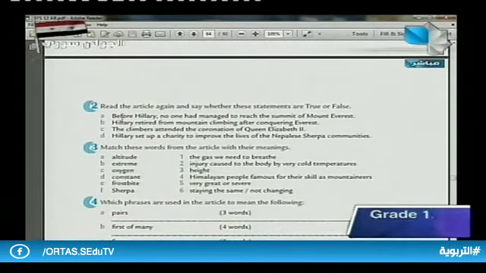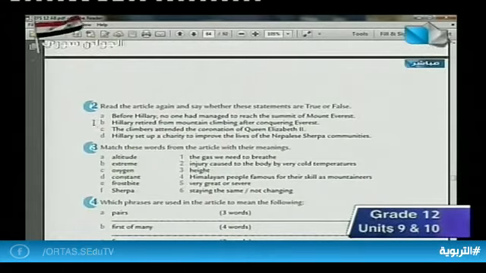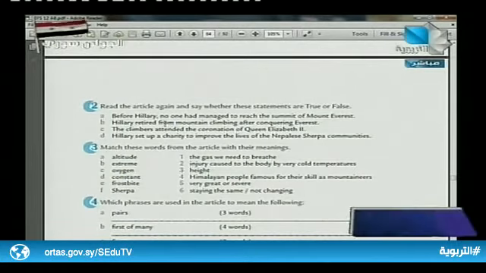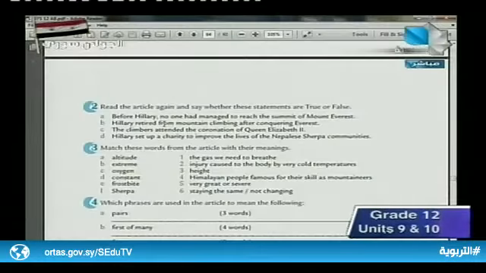What about sentence B, Ms. Ula? Hillary retired from mountain climbing after conquering Everest. No, it's not correct. The truth is that conquering Everest was the first in a series of achievements. In other words, Hillary continued mountain climbing after conquering Everest. So he had a number of achievements after conquering Everest.